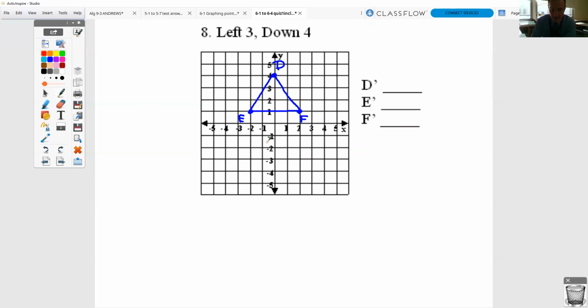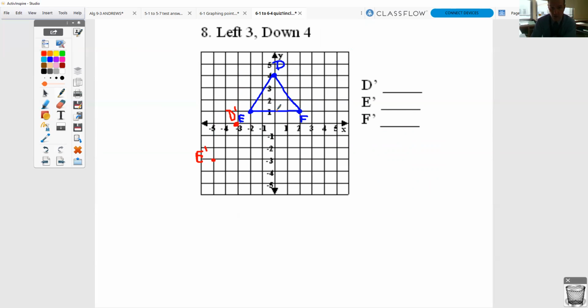In question number 8, you're going left 3. So starting at D, 1, 2, 3, down 4. 1, 2, 3, 4. This is my new D prime. Starting at E, 1, 2, 3 to the left. 1, 2, 3, 4 down. This is my new E prime.